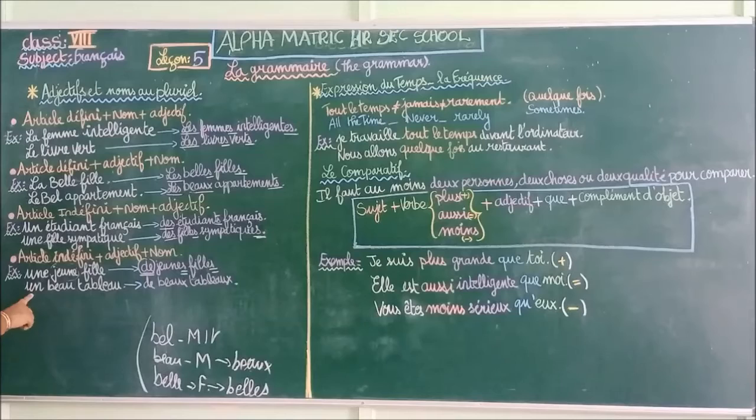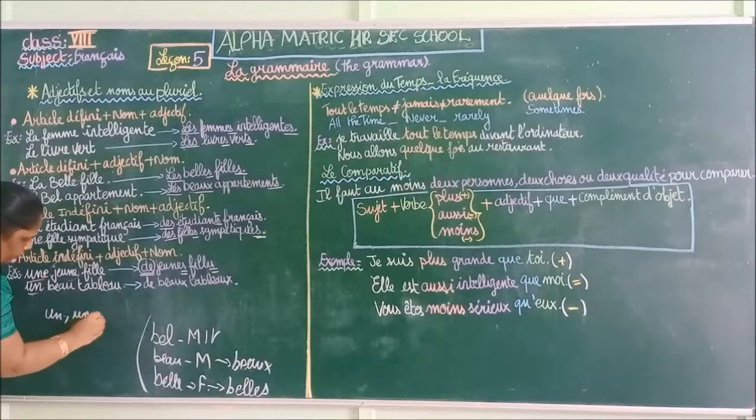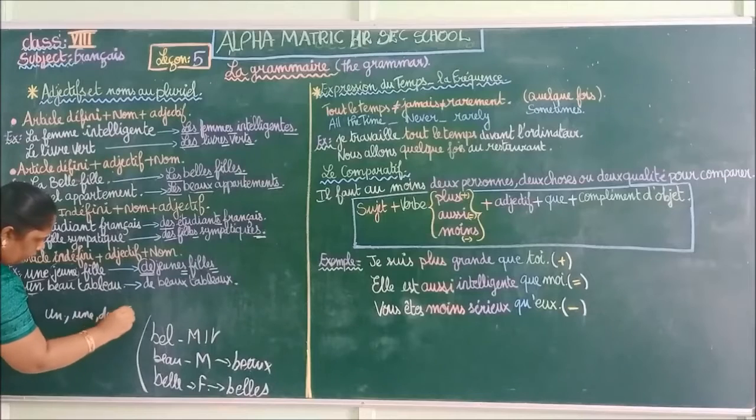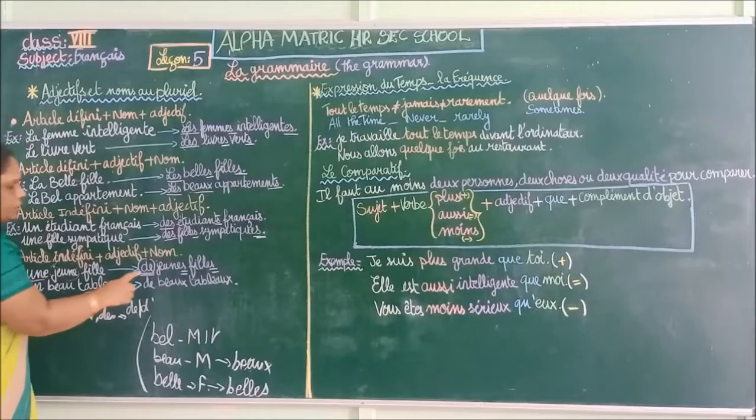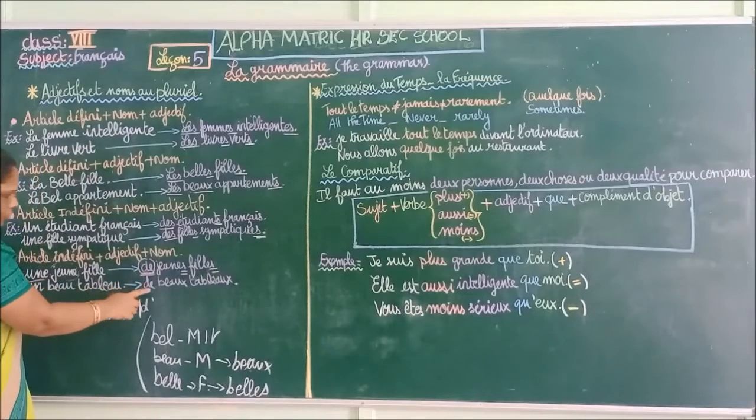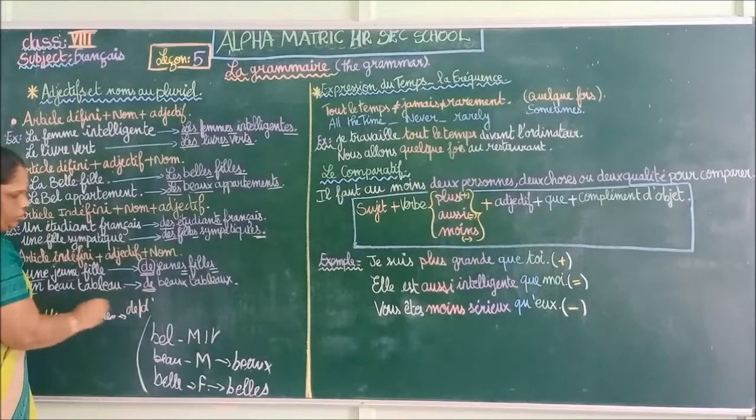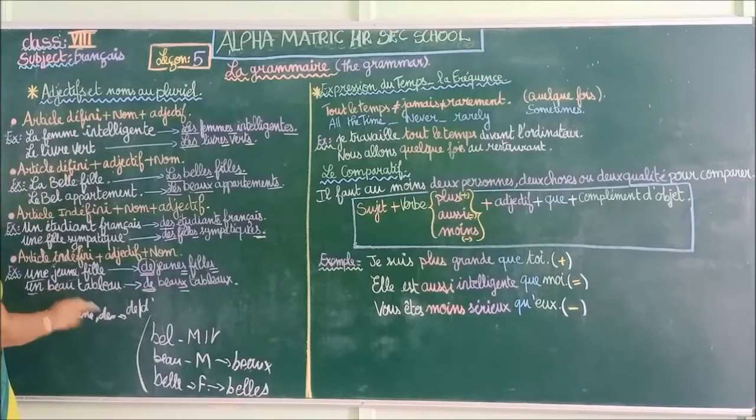Okay, so here, un beau tableau, so a beautiful painting. So we saw tableau, it's a painting. Okay, so un, une. We already learned that also. Un, une will change into negative DE or D apostrophe. Okay, so un, une. So here you have the beau. We saw that also. Beau tableau, we are going to add an X.